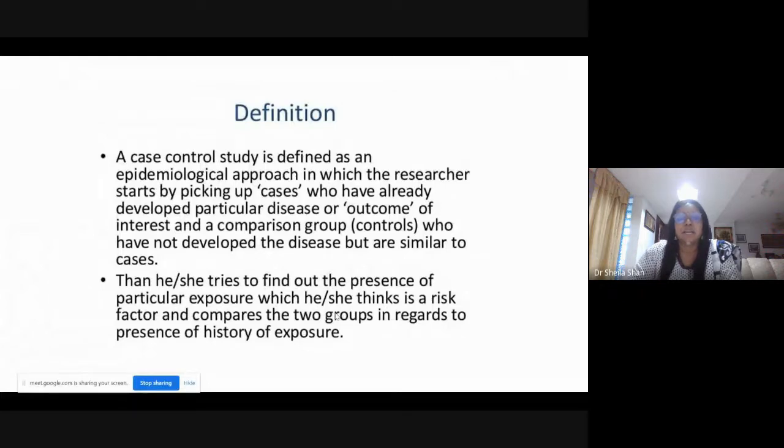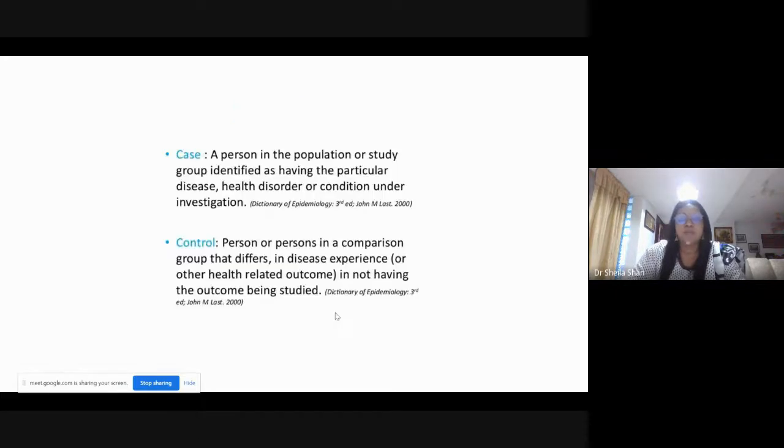So here the researcher starts to pick up cases who already developed a particular disease. Here that is rashes, the outcome of interest, and a comparison group who have not developed the disease. So you have one group with rashes, one group with no rashes. The researcher is trying to find out the presence of a particular exposure and the risk factor, and compares the two groups in regard to the history of exposure. So the person got rashes: how long was he taking the antibiotic? Another group, how long was he taking the antibiotic but no rashes? So you can do a case control study.